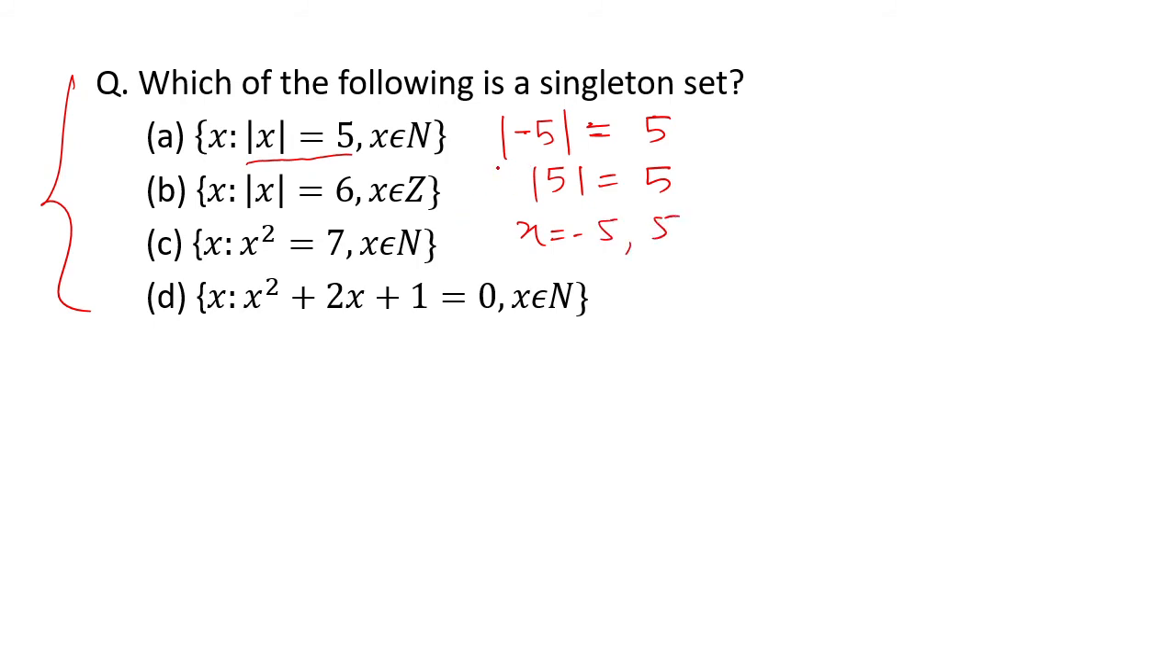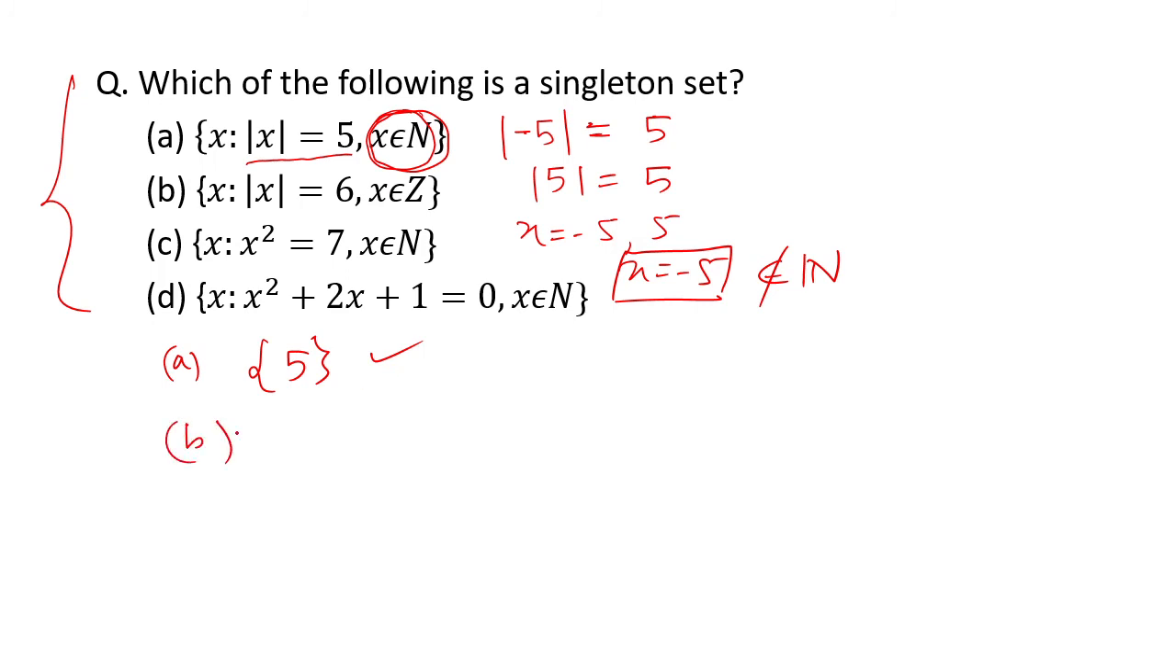But you cannot take x equal to -5 because it is not a natural number. It does not belong to the natural numbers. Why? Here it is given that your x should be a natural number. So the only element in the set is 5. If you write it in roster form, the set will look like this. So it is a singleton set.